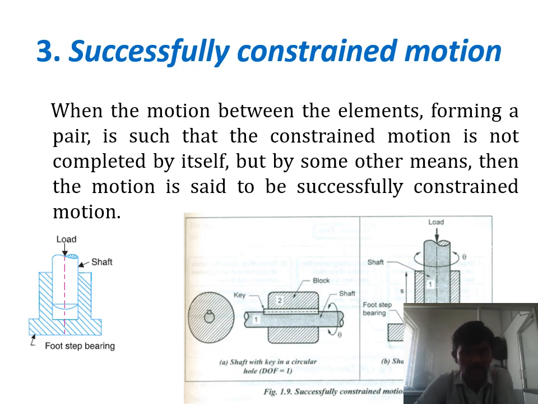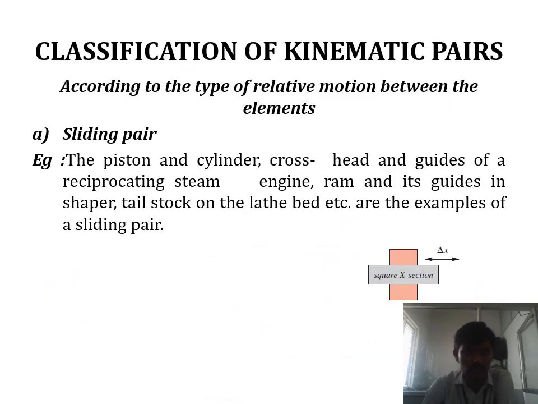Next one is successfully constrained motion. For example, in a footstep bearing, the shaft is inserted into the bearing. The load is applied on the shaft, so it is not able to move upward, but it can turn. So it is a successfully constrained motion.